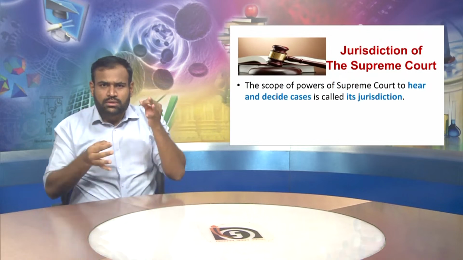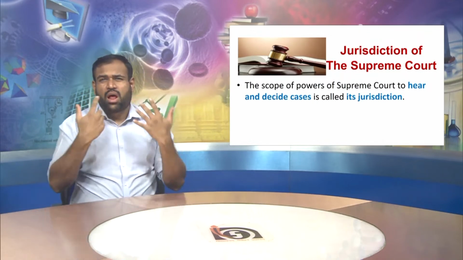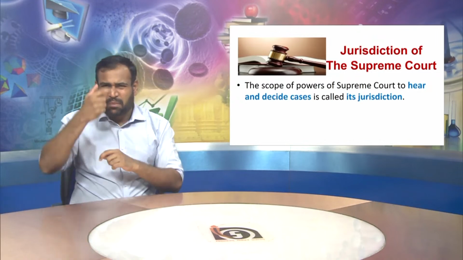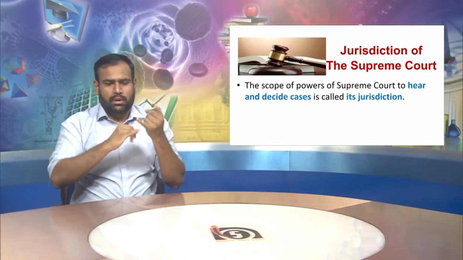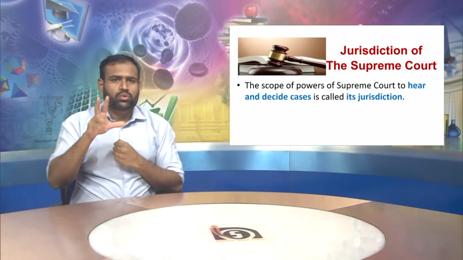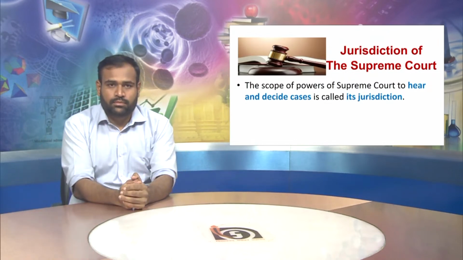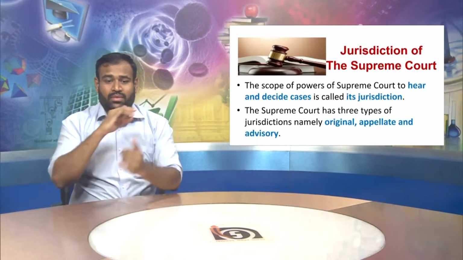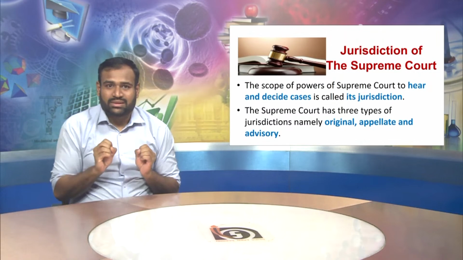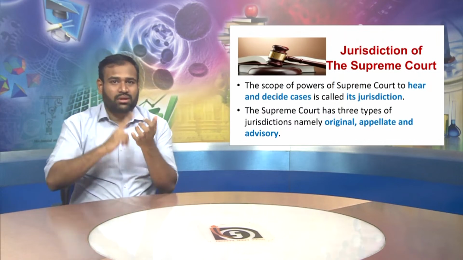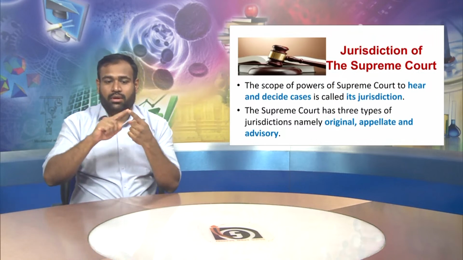Jurisdiction of the Supreme Court. The scope of power of the Supreme Court to hear and decide cases is called its jurisdiction. The Supreme Court has three types of jurisdictions, namely original, appellate and advisory.